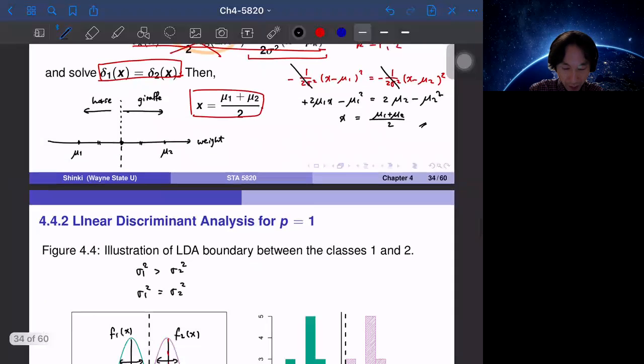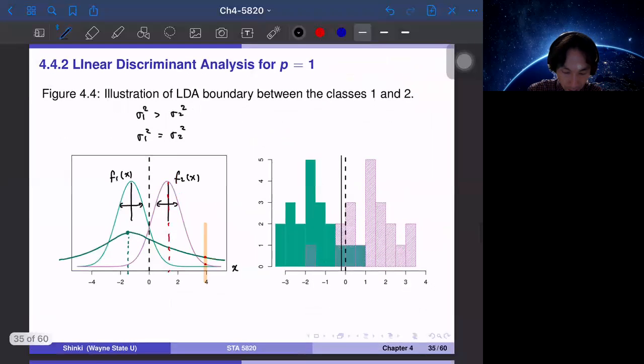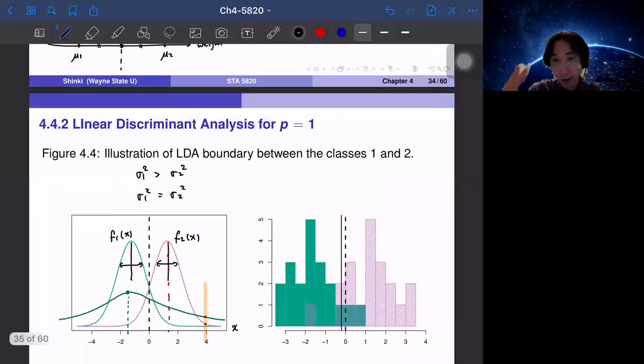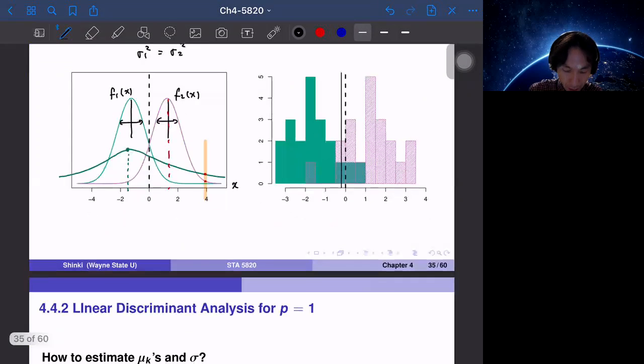And you can imagine what will happen when we have multiple predictors and multiple classes. The separating line or plane or hyperplane is just a flat surface which separates the two groups. Yeah, so this is the case.